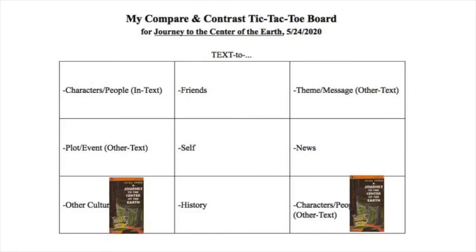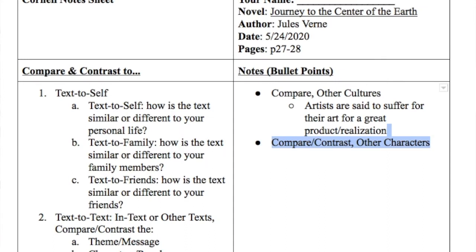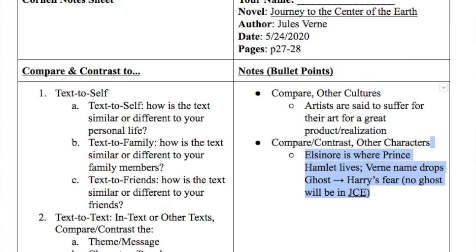Comparison and contrast. Other text characters. When I read Elsinore, I remembered Prince Hamlet. Then Verne name drops him. But I only think Verne mentions the ghost to represent Harry's fear, not because a ghost will actually appear in this story.